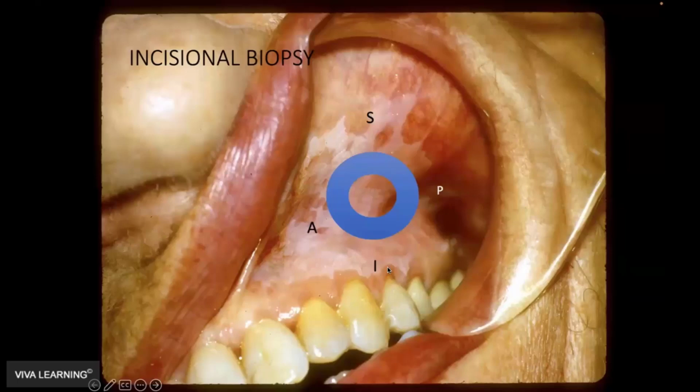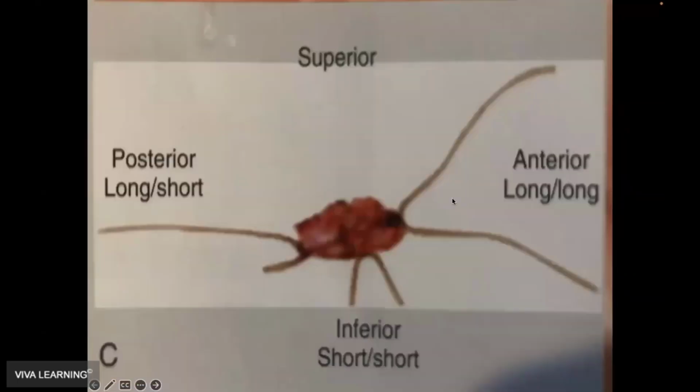We've got a superior, inferior, anterior, and posterior aspect to this. Well, we're going to take some sutures, and maybe we'll put 2 long sutures on the anterior section of that biopsy. Maybe we'll take 2 short sutures on the inferior portion of that biopsy. Maybe we'll have no sutures on the superior part of the biopsy, and maybe we'll have 1 long and 1 short suture on the posterior part of the biopsy.